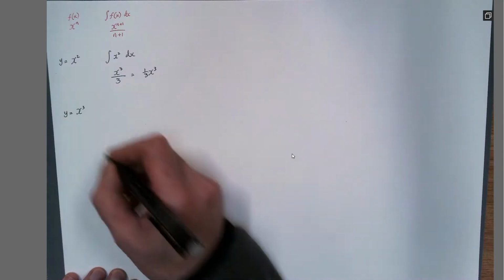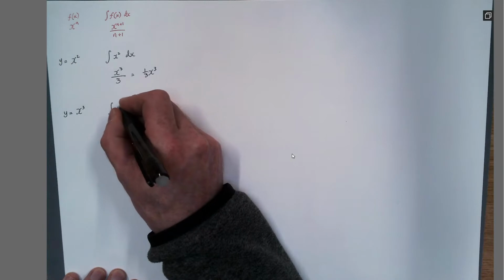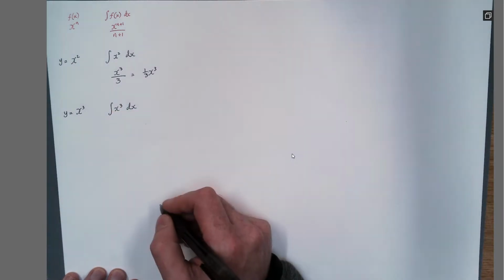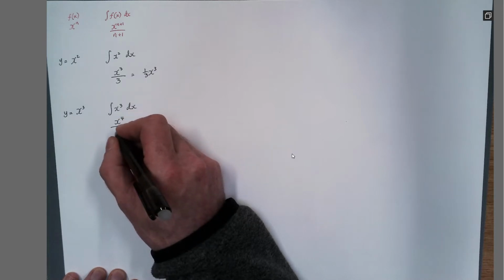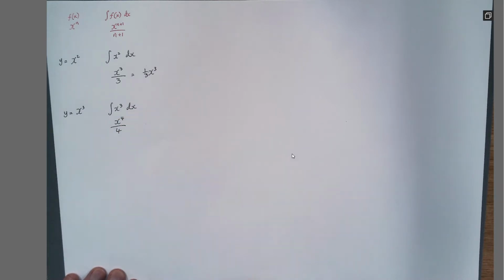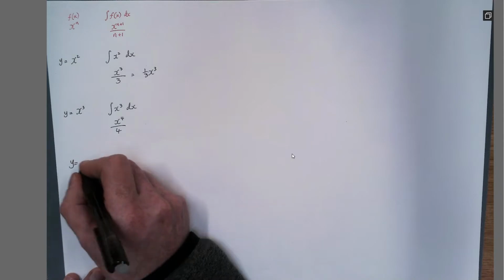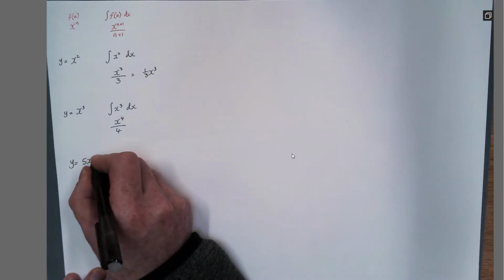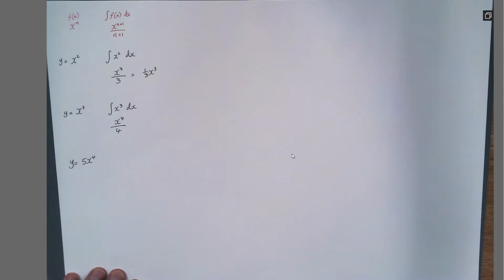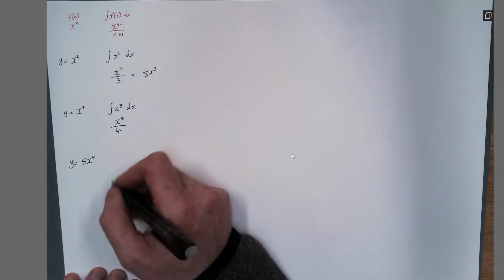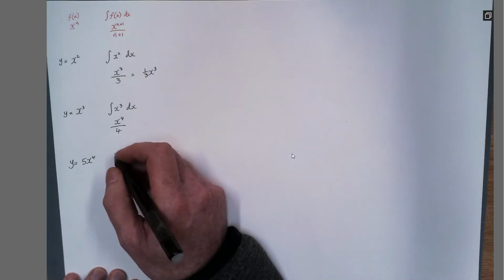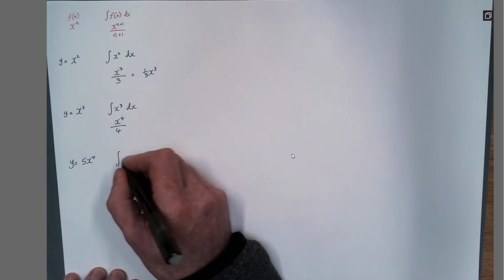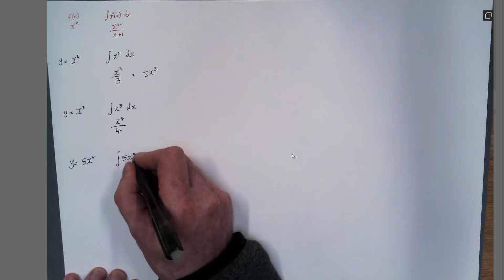So y equals the integration of x cubed dx, which by the same question gives x to the power of 4 over 4. Next, y equals 5x to the power of 4, so we have the integration of 5x to the power of 4 dx.